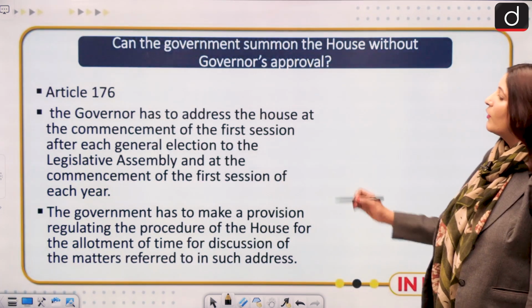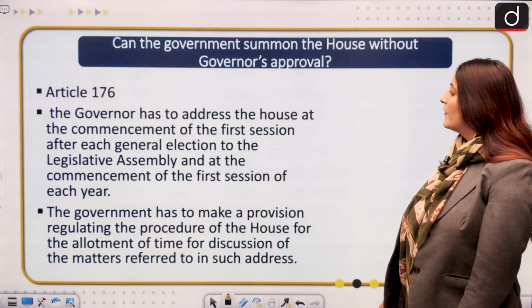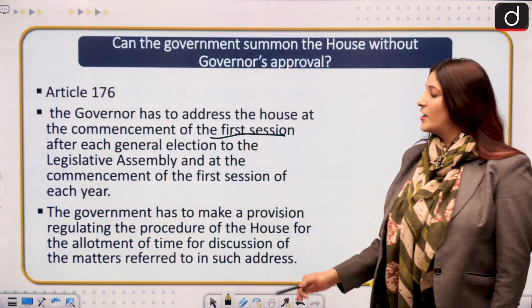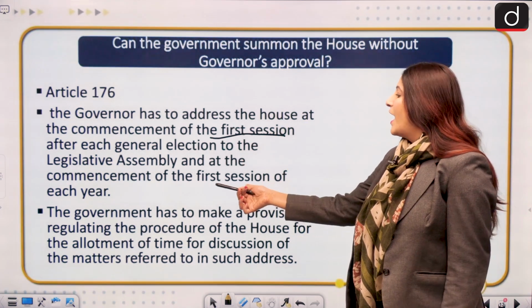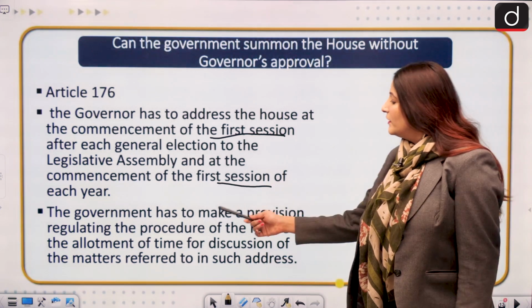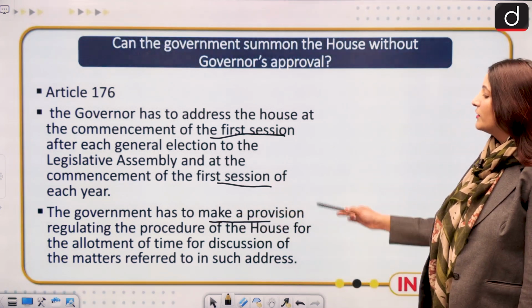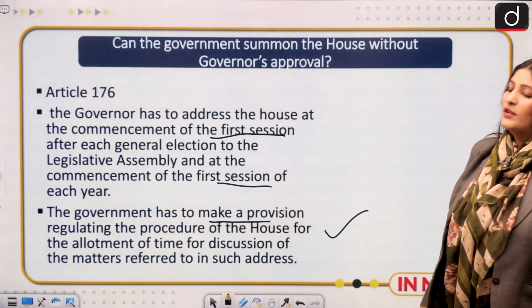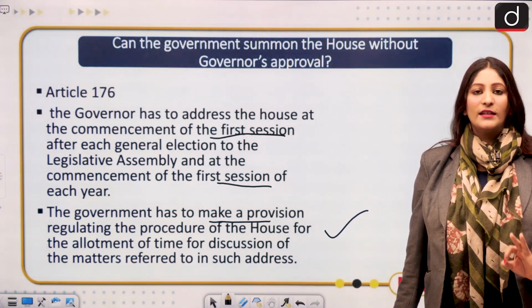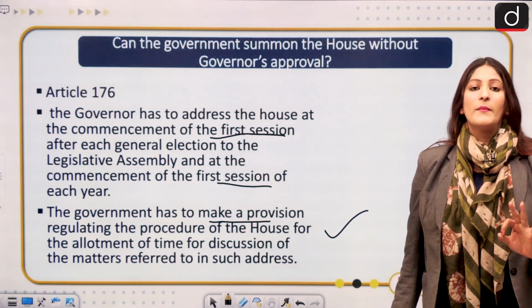Now, according to Article 176, the governor has to address the House at the commencement of the first session after each general election of the Legislative Assembly and at the commencement of the first session of each year. The government has to make provision regulating the procedure of the House. It's not with the governor; these are preliminary facts. The conduct in the House is dependent on the government's rules.